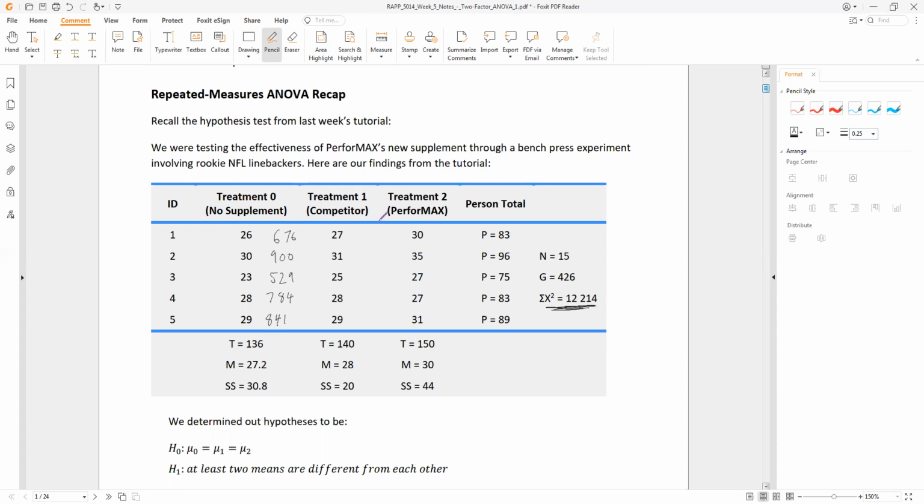So now we're going to do 27 squared is 729. 31 squared is 961. 25 squared is 625. 28 squared is 784. 29 squared is 841. Over here we have 900. 1225. 27 squared is 729, so we have that again. And then 31 squared is 961.